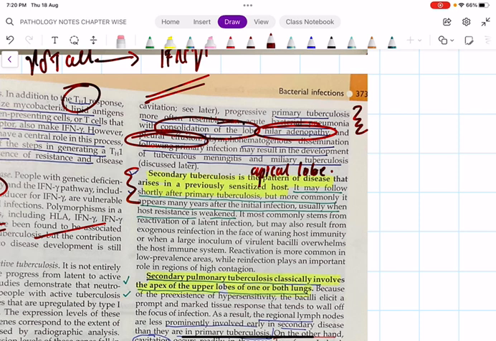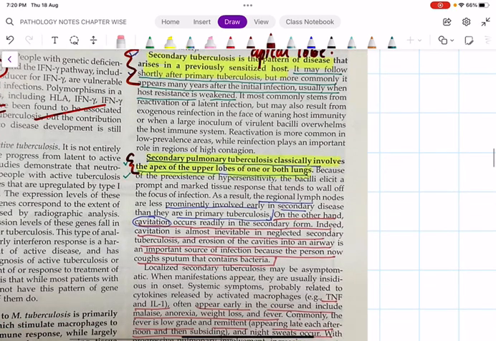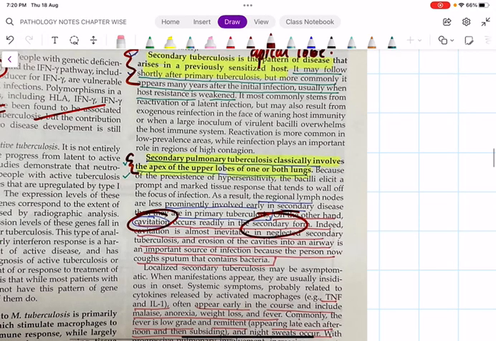Mycobacterium tuberculosis is an obligate aerobe, so it can survive only in regions with very high oxygen tension. Remember, secondary pulmonary tuberculosis classically involves the apex of the upper lobe of one or both lungs. In primary tuberculosis, there will be marked lymphadenopathy, cervical lymph node enlargement, whereas in secondary tuberculosis it is not that much seen. And cavitation, I told you, is a classical feature of the secondary form.